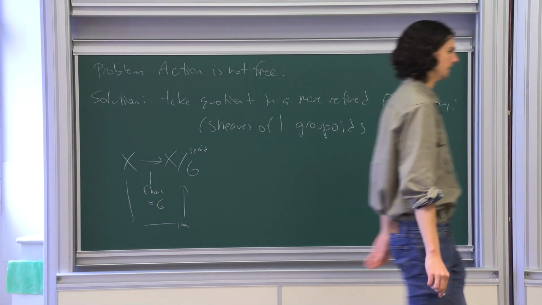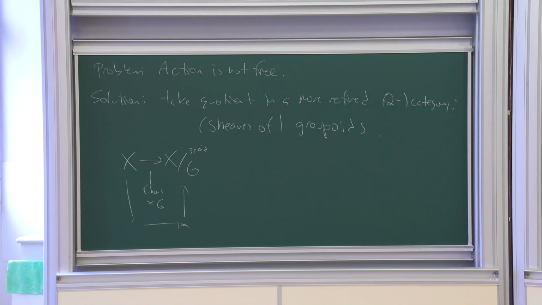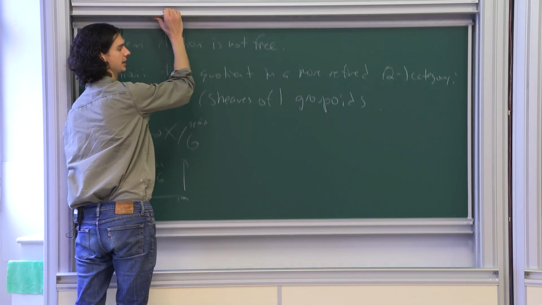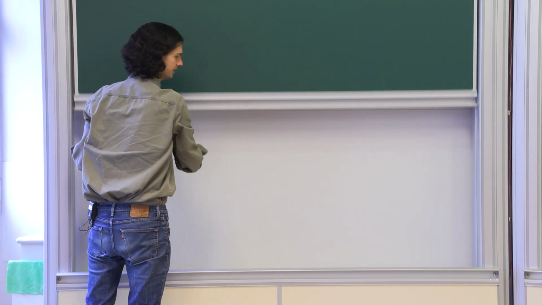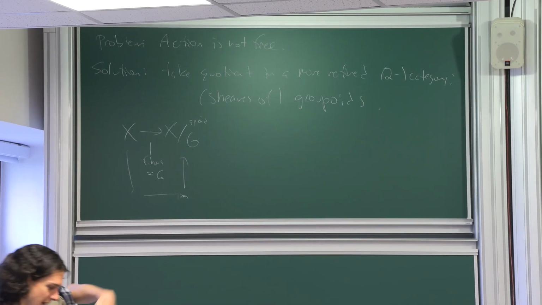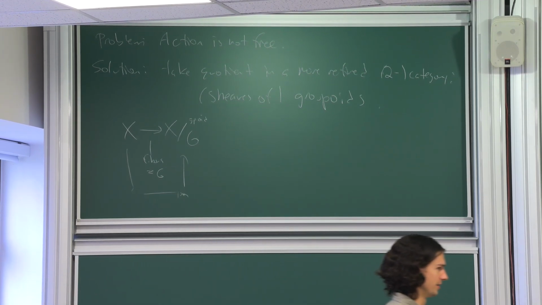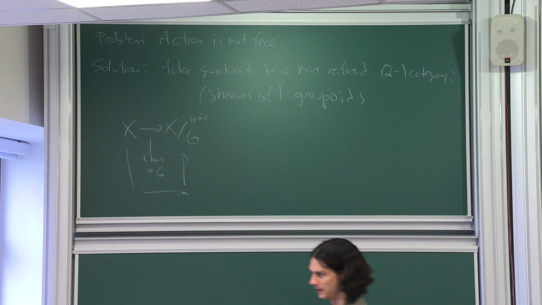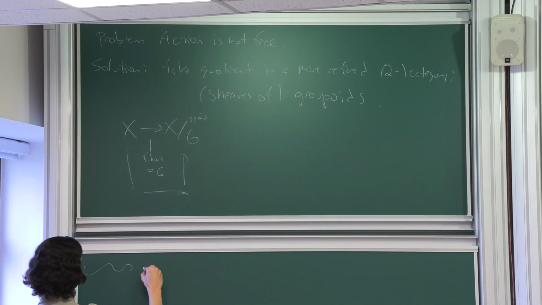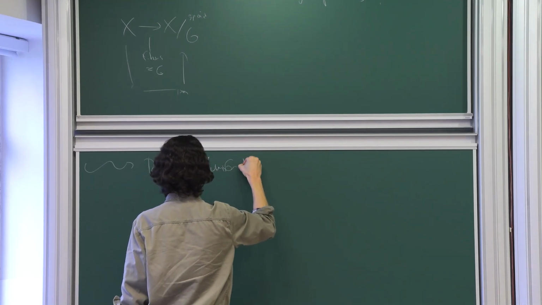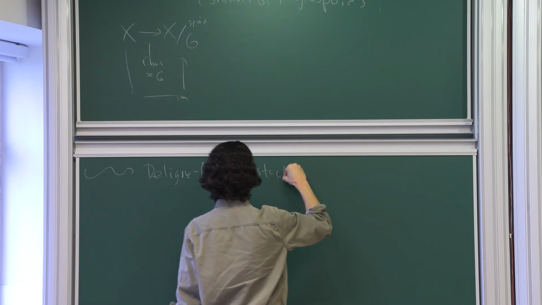So it's a way of taking a quotient such that you don't really care about the difference between a free action and a non-free action. And formally, line bundles on this quotient are the same as equivariant line bundles on X, and so on and so forth. But it does require passing to a 2-category. But okay, so this leads to notions such as Deligne-Mumford stack, or more generally, Artin stack.